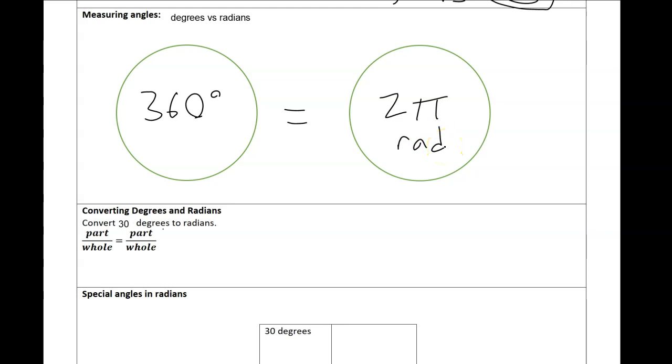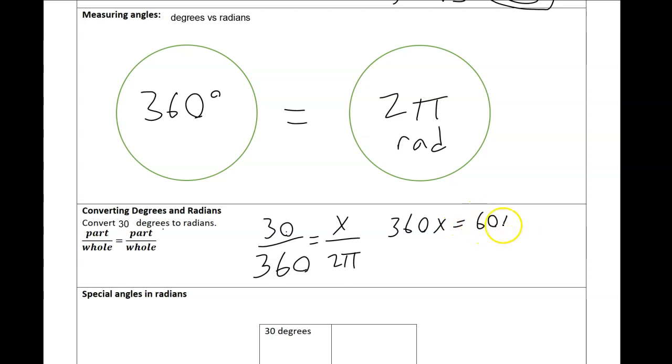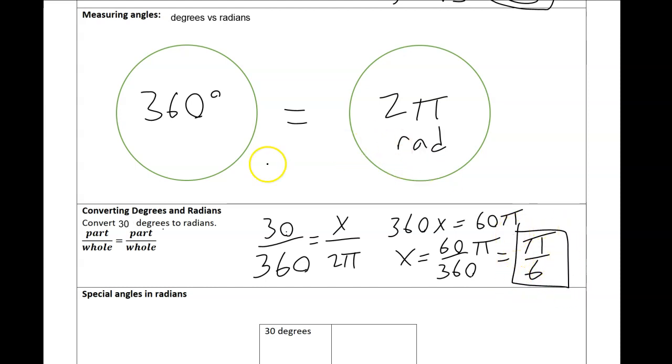Okay, so to do a unit conversion, say we want to turn our 30 degrees into radians, we'd say 30 over 360 is equivalent to x over 2 pi. So that's what we're trying to figure out. And then I'm going to cross multiply. I'm going to be like 360 x equals 2 times 30, which is 60 pi. And then I have to divide by 360, and I get x equals 60 over 360 times pi. And then this reduces to simply pi over 6. All right, so that's the conversion process.